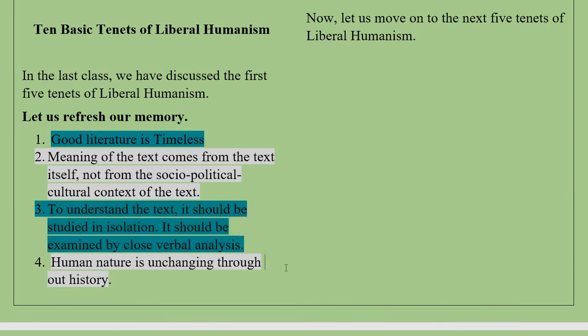Then, human nature is unchanging throughout history. See, the liberal humanism, the title itself has something to do with humanism, human nature. Human nature remains almost same, whichever may be the period. See a work of literature written in an ancient century, see a work of literature written today. There are certain points of human nature which remain same, whichever may be the period. So it is the belief of liberal humanists that human nature is unchanging. It remains same.